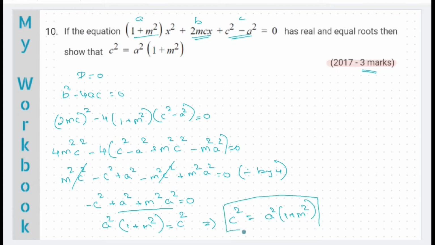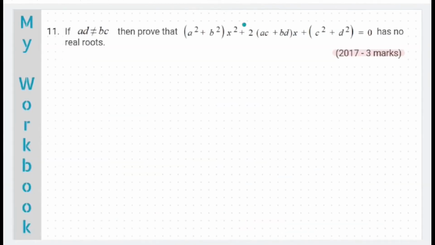Just write the discriminant and equate it to 0, because the condition given is that the equation has equal and real roots. Hence we have been able to show that c square equals a square into 1 plus m square. Let's go on. 11th sum.